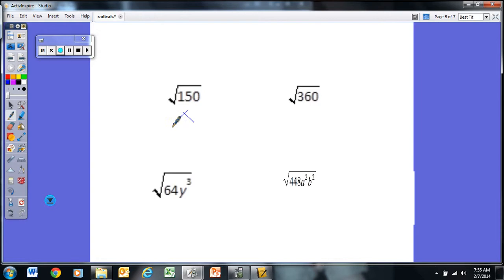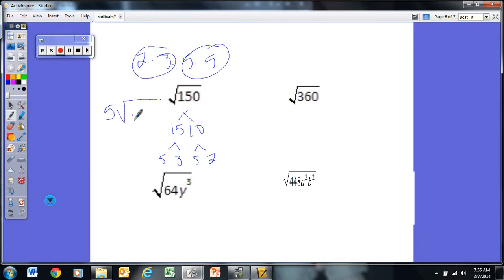Same thing with 150. We have 15 and 10, 5 and 3, 5 and 2. So we have 2 times 3 times 5 times 5. Take out the double 5's, put them on the outside. What's left over? 2 times 3. So 5 root 6 is my answer there.